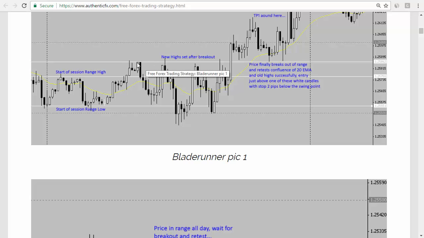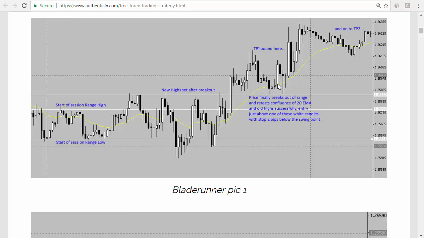When price breaks the high, so this is where it's broken the high here, and if it breaks out of the range and retests the confluence of the 20 EMA, we go yep, we can tick that box. Then it comes back and retests the EMA here, and so we're now looking for the next breakout out of this EMA.